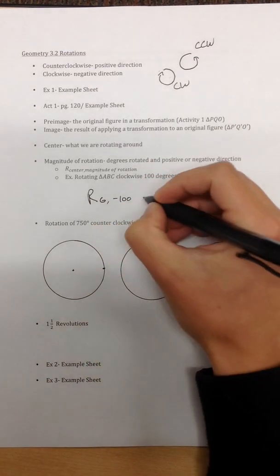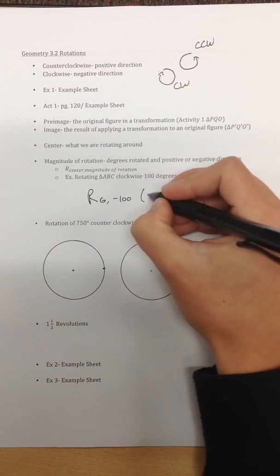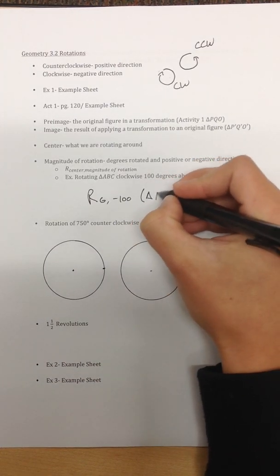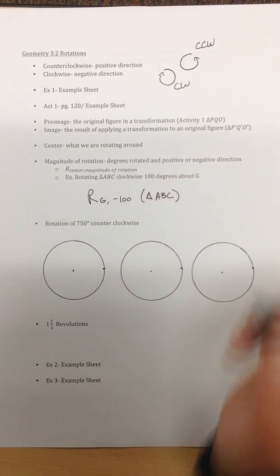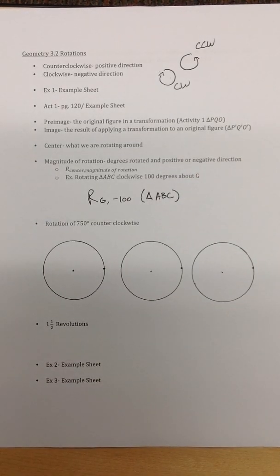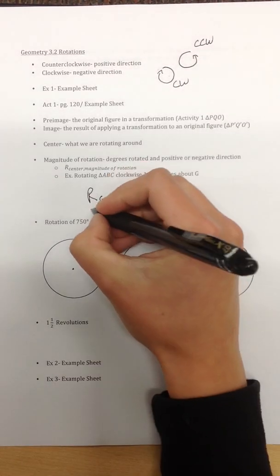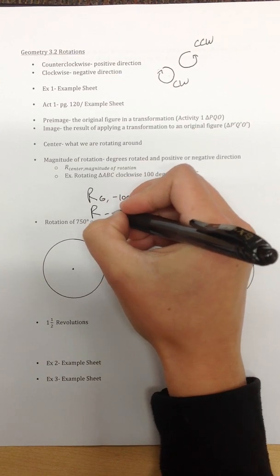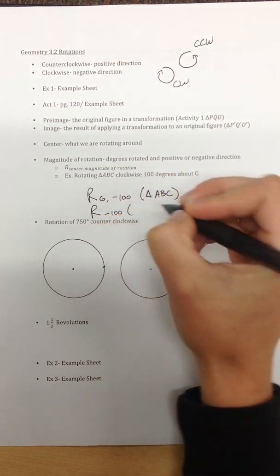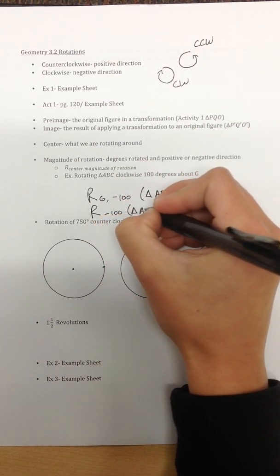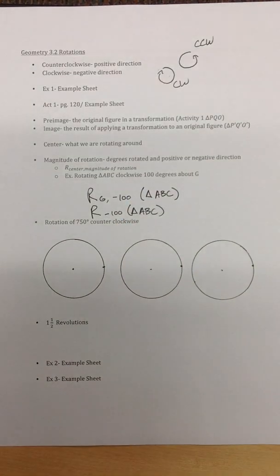Okay. Then you also want to put the shape that you're moving. So you go parentheses, triangle ABC. Because that's the shape they want us to move, the negative 100 degrees, about point G. Now occasionally they'll leave out that point G there. So if they did rotation of negative 100 and then triangle ABC, that's the same exact thing.